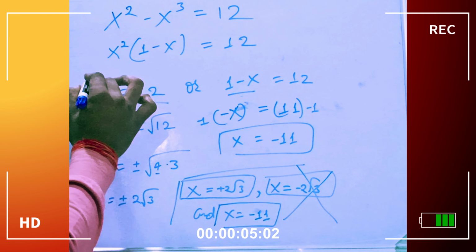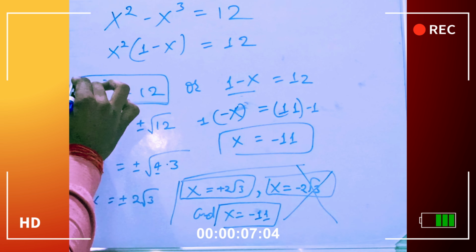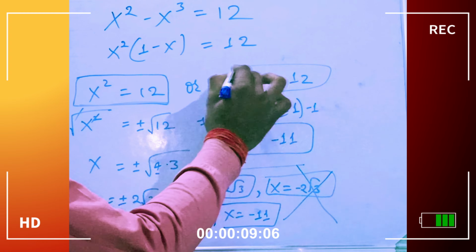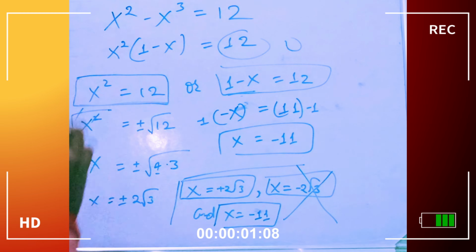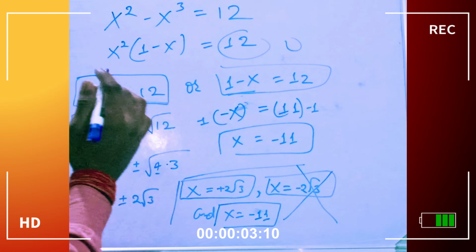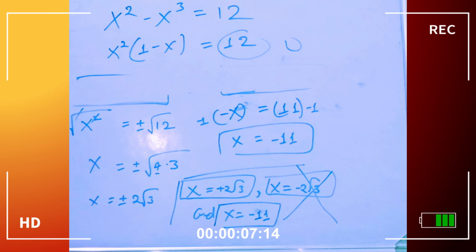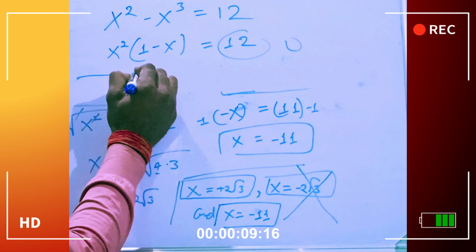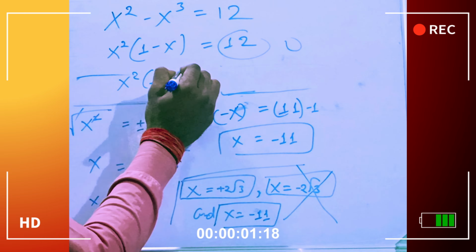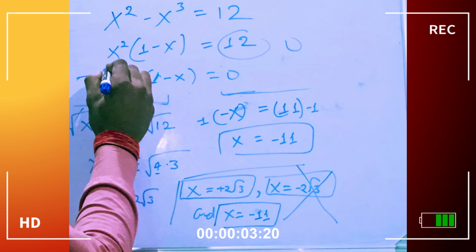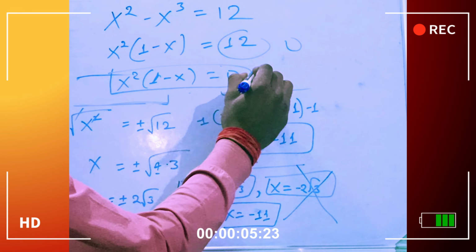Because this type of equating is done only and only when the right side is 0. So if the equation would have been like x square into 1 minus x equals 0, then we can do the solving like this.